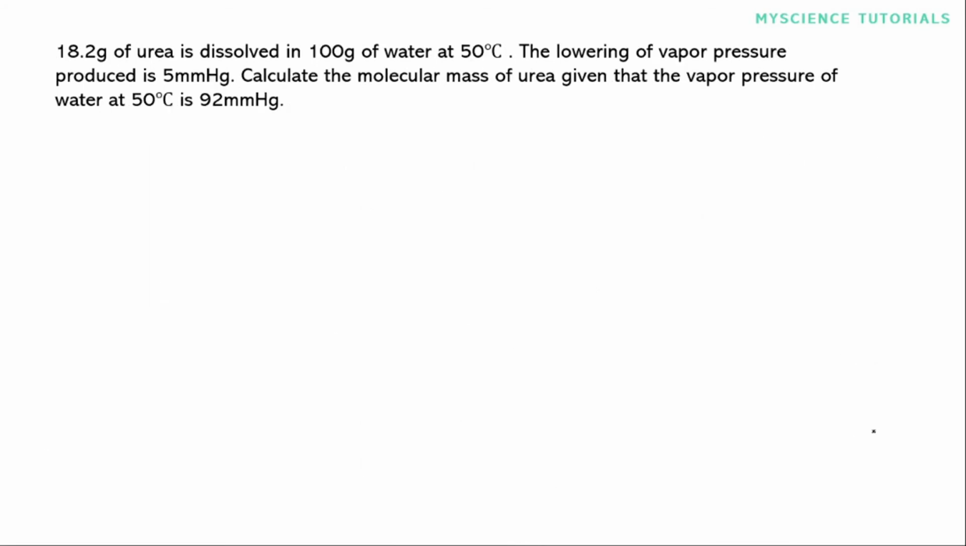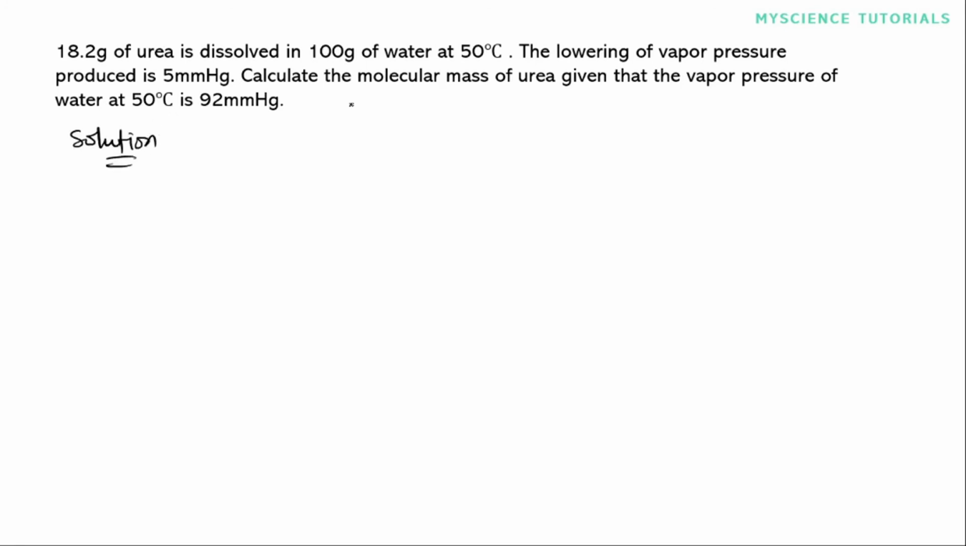Alright, let's have a look at another example. Example number 2. We have 18.2 gram of urea dissolved in 100 gram of water at 50 degrees Celsius. The lowering of vapor pressure produced is 5 millimercury. We have to calculate the molar mass of urea, given that the vapor pressure of water at 50 degrees Celsius is 92.3 mm. All right, so let's write down our solution.